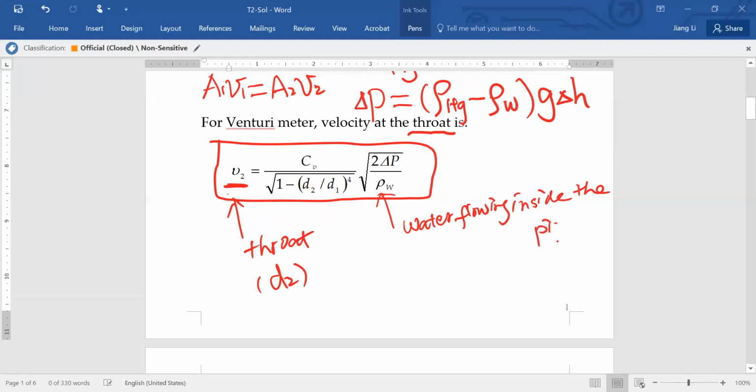Okay, so these are the points I want to highlight. Don't use it wrongly. The density below here, you cannot use the density of mercury. You must use the density of water instead. So this is for question 1.